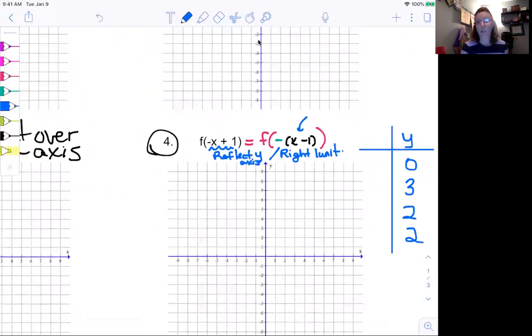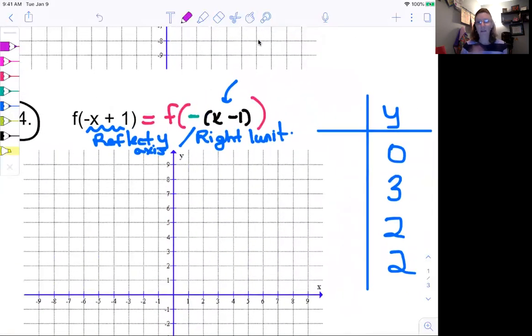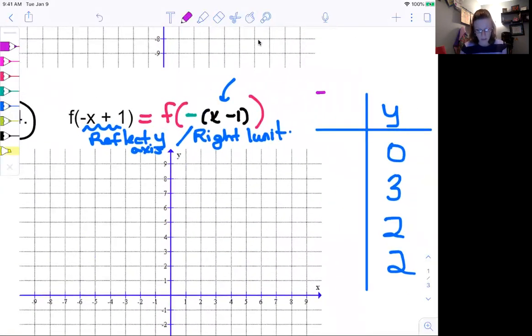However, the x term is going to change. And it's going to change because it's moving right 1, and the x is also going to become negative. So I'm going to write myself a little bit of information here. I'm going to make x negative, and then I'm going to move right 1.